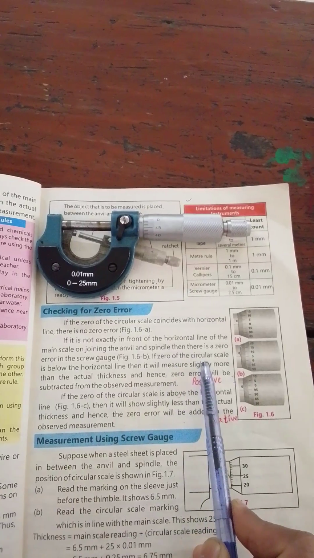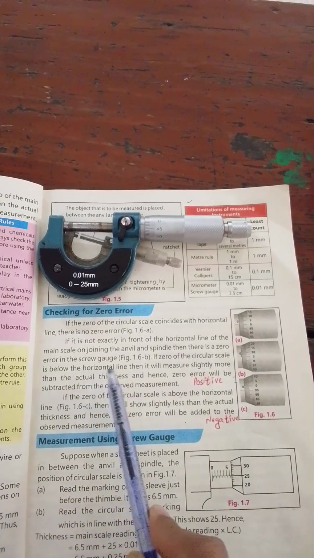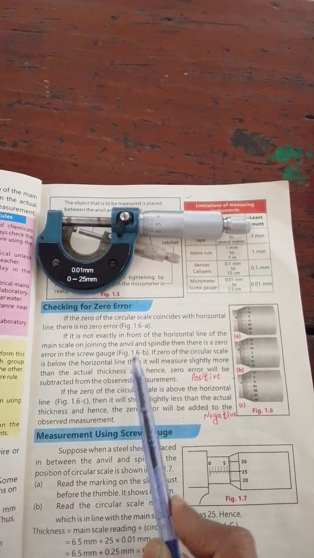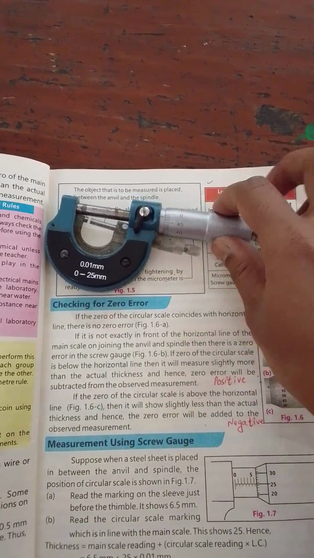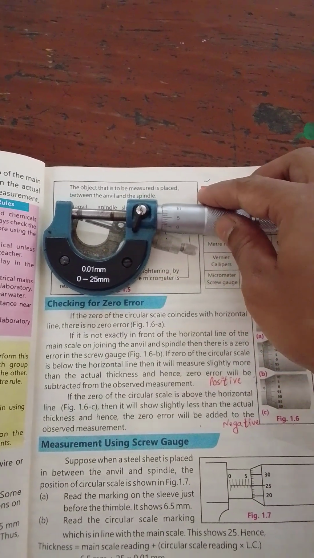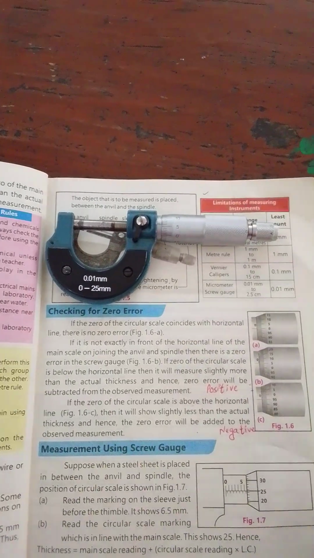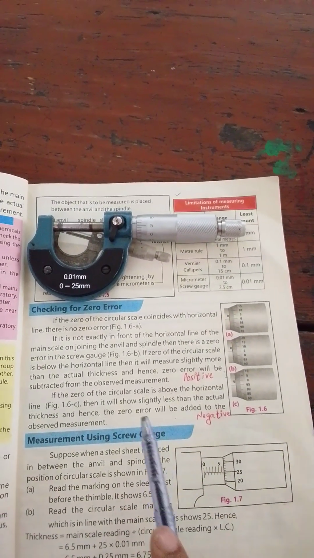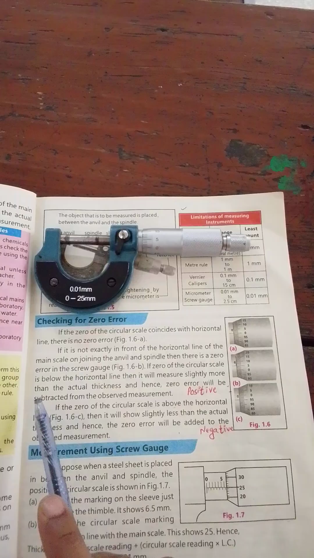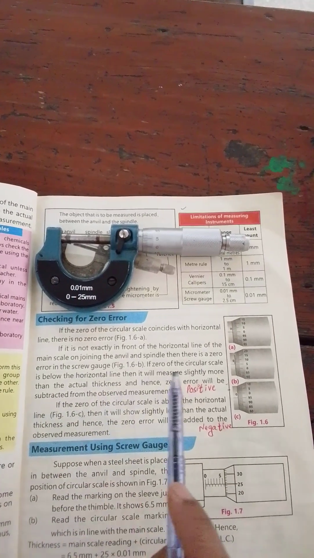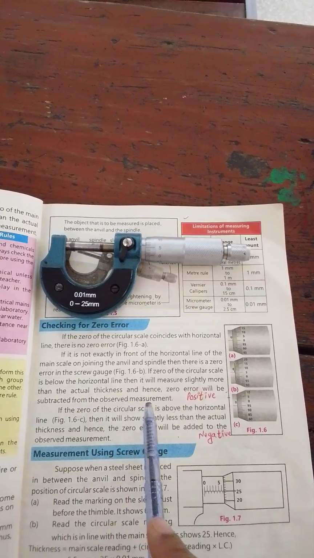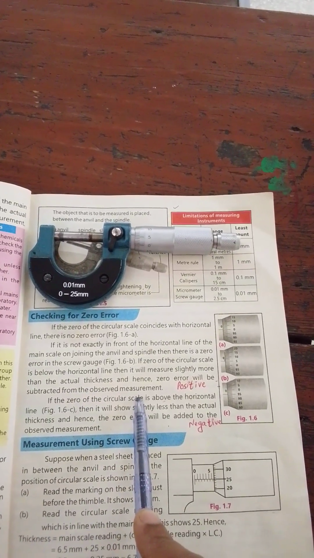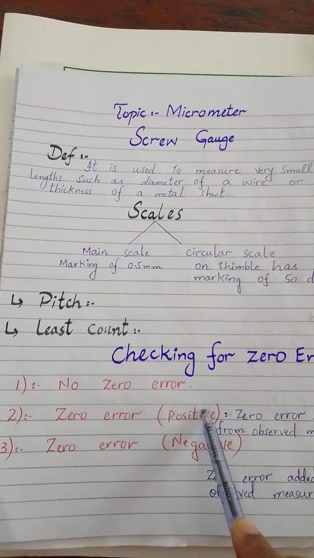If the zero of the circular scale is below the horizontal line, then it will measure slightly more than the actual thickness, and the zero error will be subtracted from the observed measurement. This is called positive zero error.